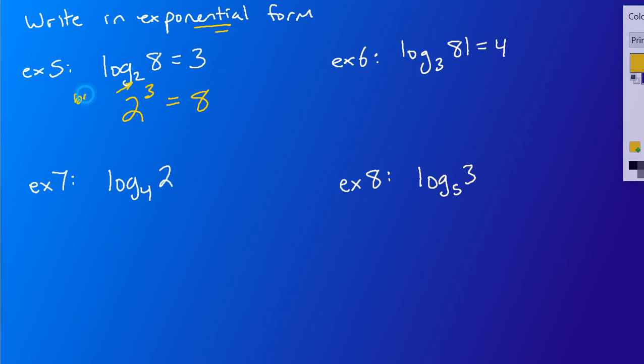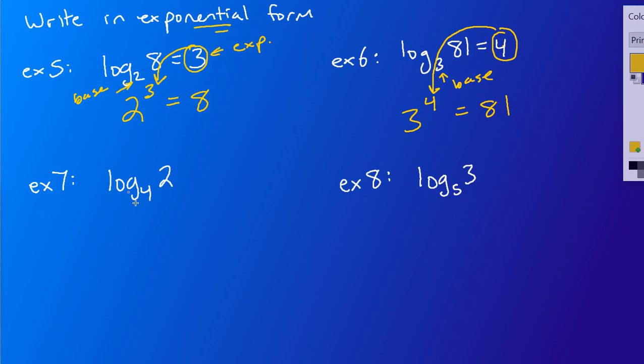This is my base, and this is my exponent, equals 8. And this holds true. This is correct. Log base 3 of 81 equals 4. This is my base. So 3 to the 4th power should equal 81. Notice how when I go from a logarithm into an exponent, this number is my exponent. This number became my exponent.